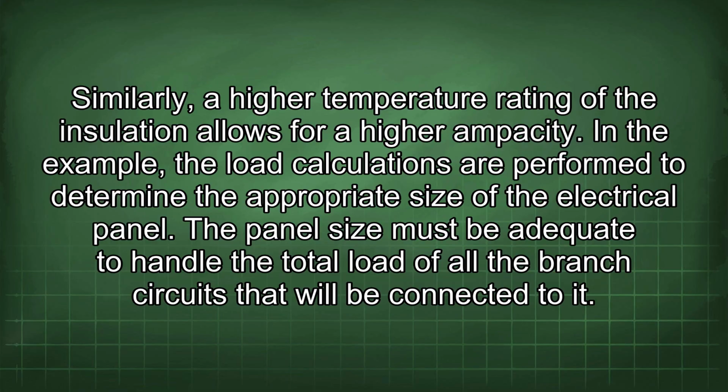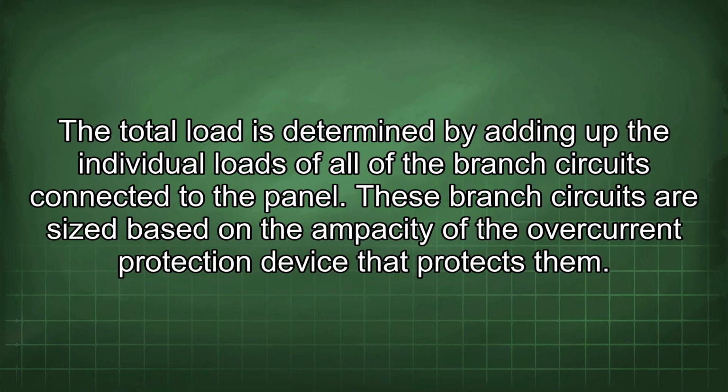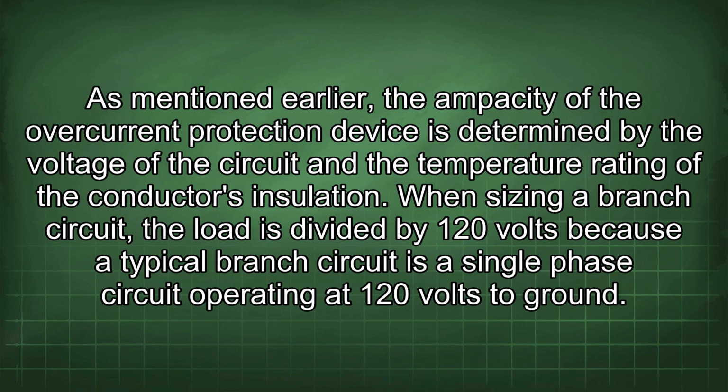In the example, the load calculations are performed to determine the appropriate size of the electrical panel. The panel size must be adequate to handle the total load of all the branch circuits that will be connected to it. The total load is determined by adding up the individual loads of all of the branch circuits connected to the panel. These branch circuits are sized based on the ampacity of the overcurrent protection device that protects them. As mentioned earlier, the ampacity of the overcurrent protection device is determined by the voltage of the circuit and the temperature rating of the conductor's insulation.